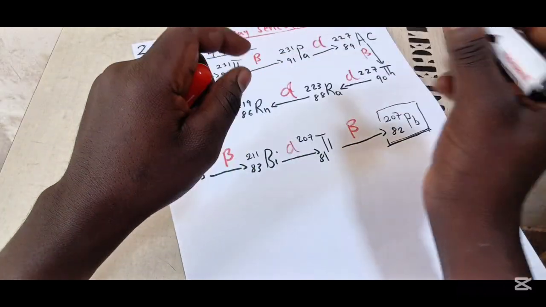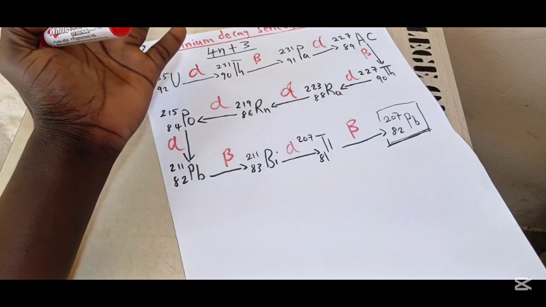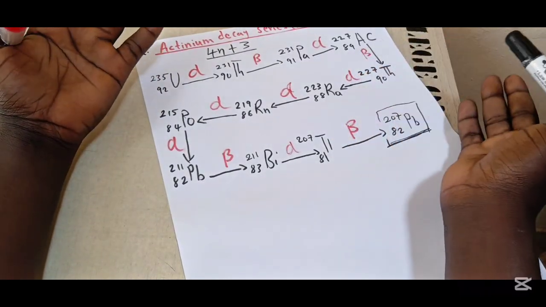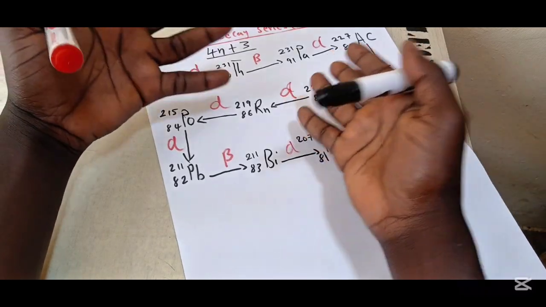So now we can look at our total beta particles involved in the actinium decay series. Mind you, this is a standard thing you also have to know. This is just when we are talking about the actinium decay series; this is how it is.